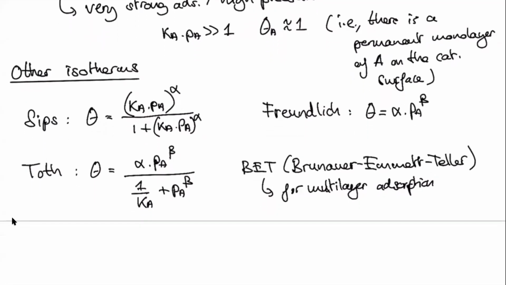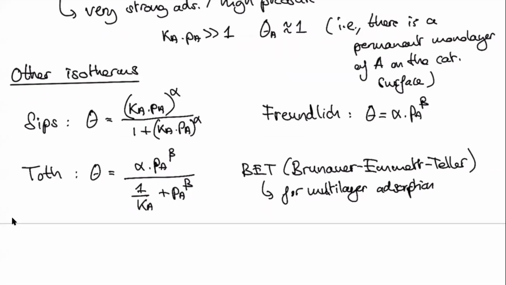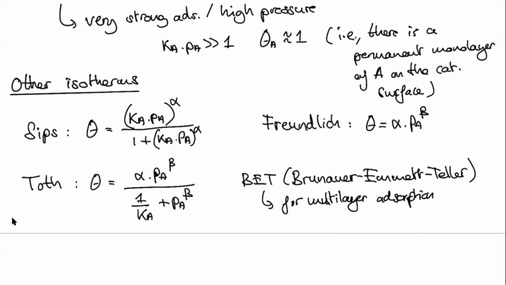So the difference with BET is that it's actually a model for multi-layer adsorption, right? So it can explain also some physisorption, whereas Sips, Toth, Freundlich, Langmuir, they all look at the binding sites, right? So there's only one binding site where it can bind. You cannot have molecules on top of molecules.